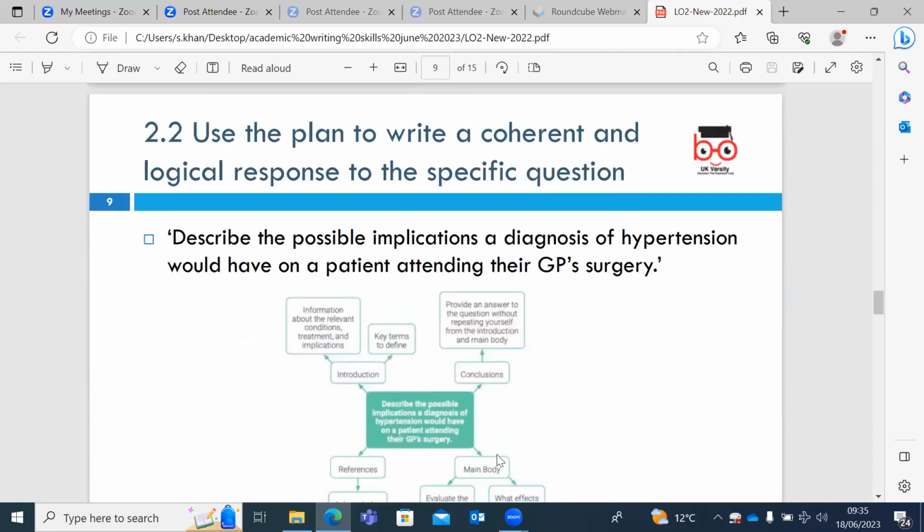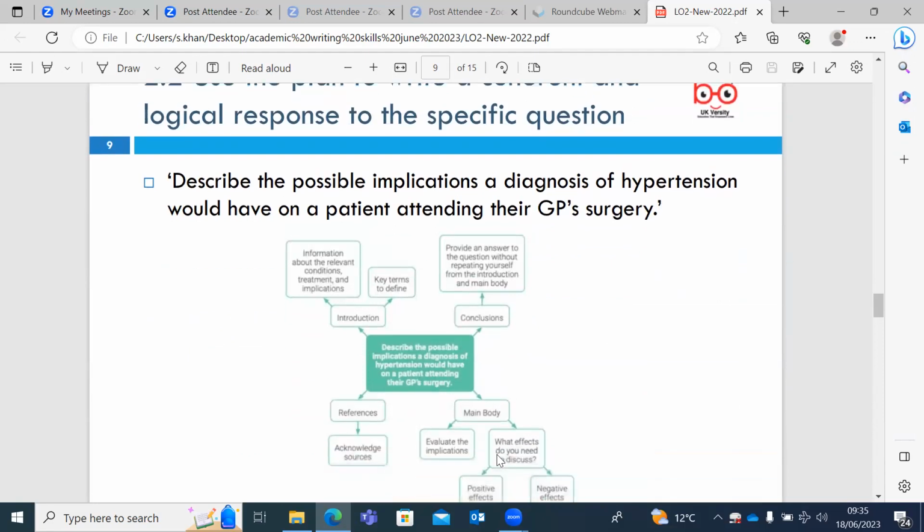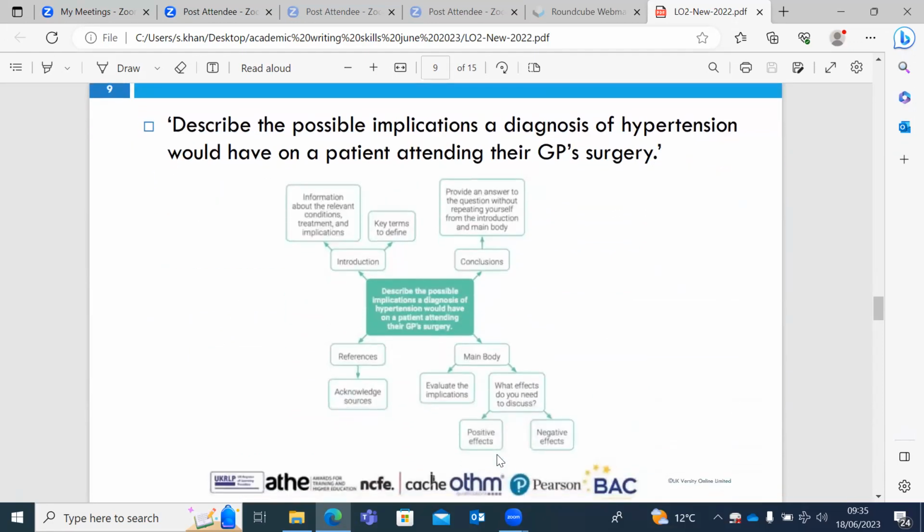2.2. Use a plan to write a coherent and logical response to the specific question. So, describe the possible implications a diagnosis of hypertension would have on a patient attending the GP surgery. That would be your main question in the middle. Then you go on to the introduction, the first one, which is information about the relevant conditions, treatments, and implications, the key terms to define in the introduction.